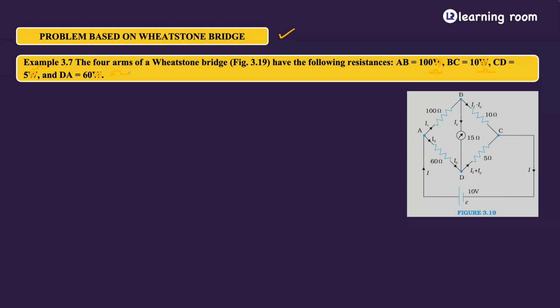So listen to this. The four arms of a Wheatstone bridge have the following resistances. AB is equal to 100 ohm, BC is equal to 10 ohm, CD is equal to 5 ohm, and DA is equal to 60 ohm. Okay. I think I didn't copy the question completely. Can you just look at the textbook and tell me what they are expecting? They want the values of I1, I2, I3.